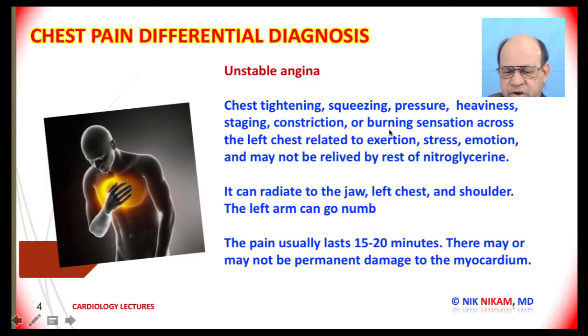These patients can also experience chest tightness, squeezing, pressure, heaviness, stinging, constriction, burning sensation across the left chest, which is brought on by exertion, emotion, or stress, and it may not be relieved by nitroglycerin. Because the pain lasts anywhere from 15 to 20 minutes. Just like stable angina pain, it can also radiate to the jaw, to the neck, to the left shoulder, or to the fingers. When this pain is associated with elevated cardiac enzymes, we call that non-Q wave MI or NSTEMI. If there is no elevation of cardiac enzymes, we just call this acute coronary syndrome, and then continue with the workup based on the electrocardiogram and other findings.